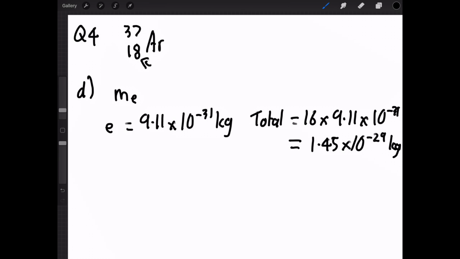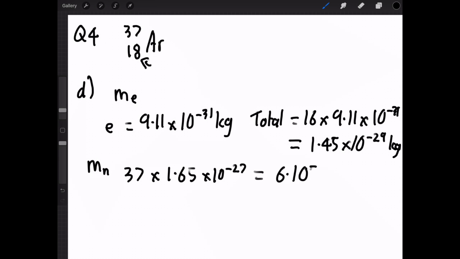Now we need to work out the mass of the nucleons. I should call it Mn. I'm not sure what they call it. It's been ionized, but that makes no difference. So we've got 37 nucleons. So I'm going to do 37 times the average mass of a proton or a neutron, 1.65 times 10 to the power minus 27, and that will give me 6.105 times 10 to the power minus 26.